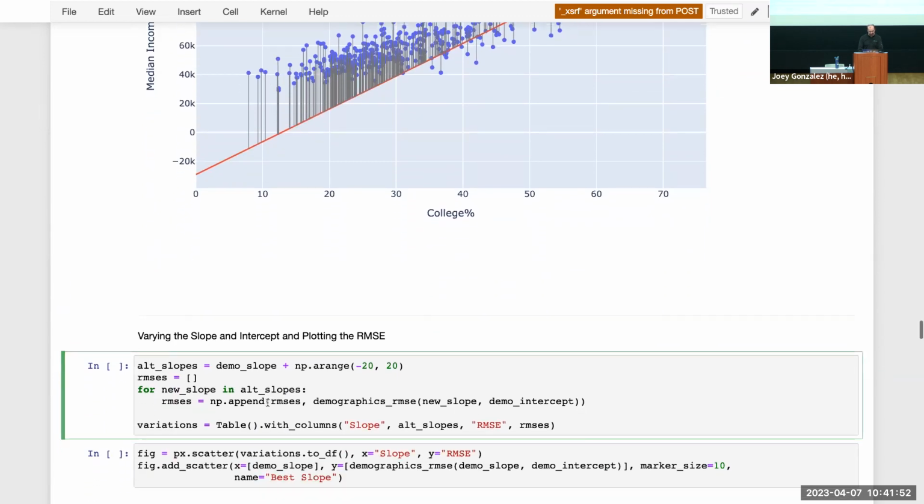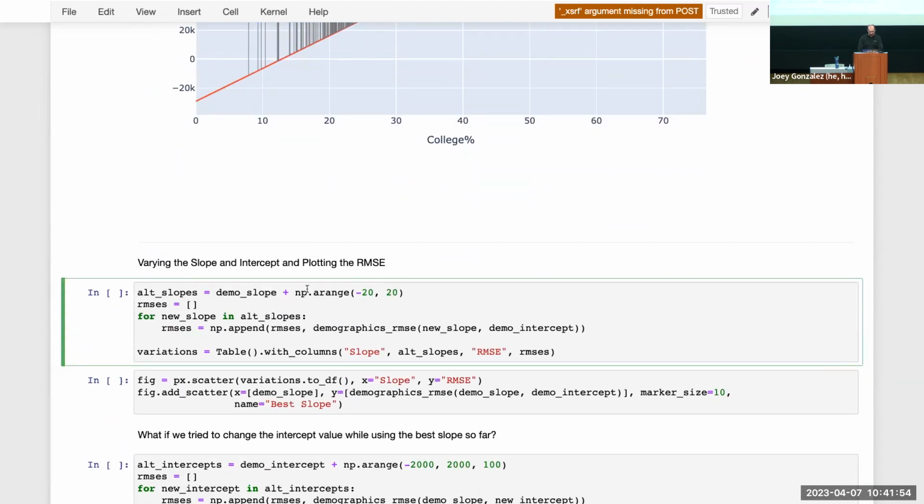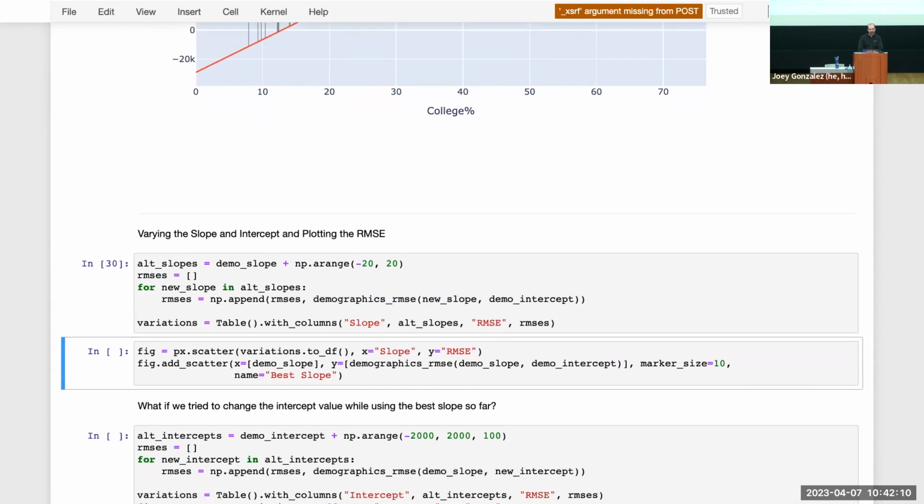All right, let's try to vary something. So here I'm going to try different versions of the slope. I'll take the slope we've been using for the past few lectures, and I'll go minus 20 to 20 off of that. And I'm going to compute the RMSEs. I'm going to plot the error for all these variations of my slope. What's this going to look like? Any guesses?